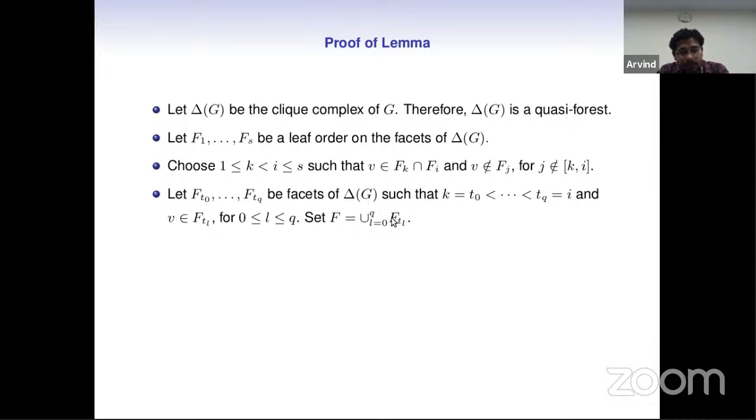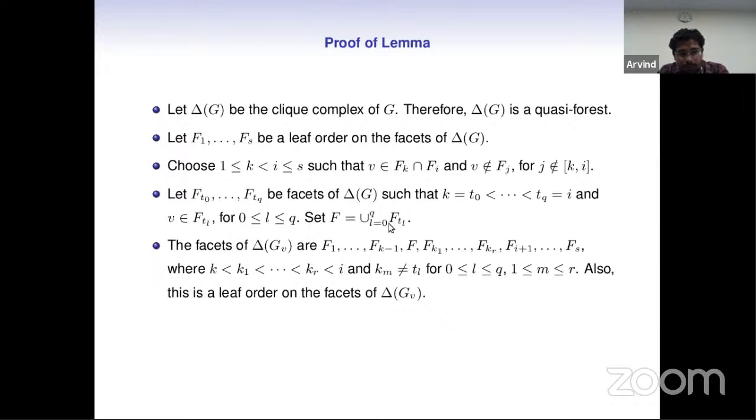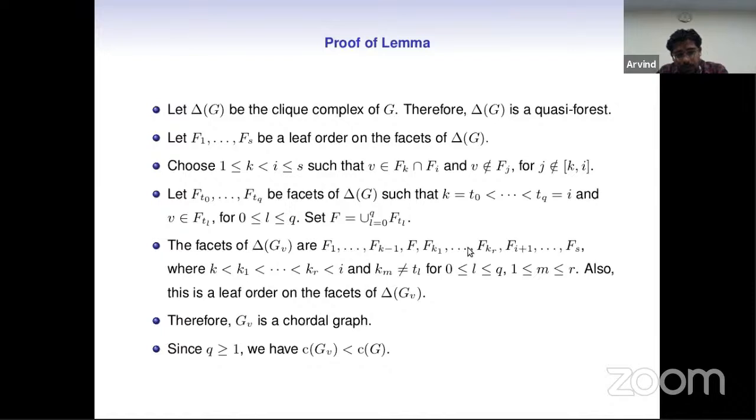Now set F equal to the union of all these facets. Then we proved that the facets of Δ(G_V) are F_1 up to F_{K-1}, then F, then the other facets inside the interval K to I, and F_{I+1} up to F_S. And this forms a leaf order on the facets of Δ(G_V). Therefore, G_V is a chordal graph by the theorem of Dirac. Also note that this Q is bigger than or equal to 1, so the number of maximal cliques c(G_V) is strictly less than c(G).